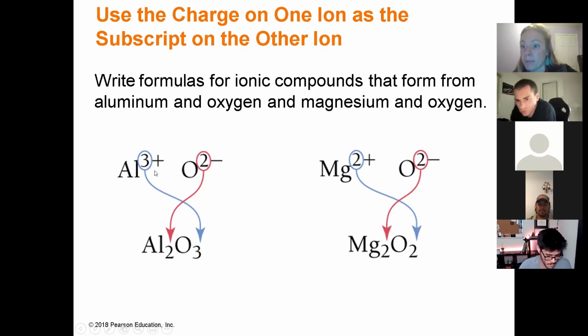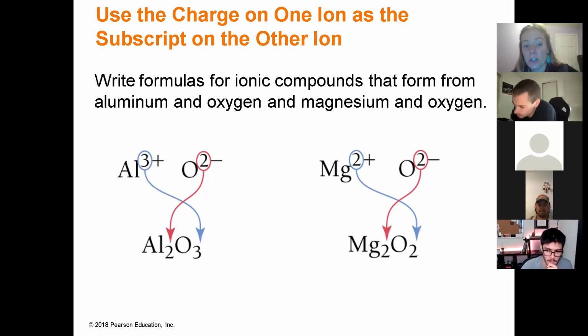I'm going to do my flip-flop. What I take is the number from the aluminum, not the charge. We're going to ignore the signs. I'm going to take the number from the aluminum and put it as the subscript of the oxygen. And then I'm going to take the number of the oxygen's charge and make it the subscript of the aluminum. So I flip-flop charges for subscripts. You guys see how that's happening? Why do we do that? Because it's much faster to do it that way than to say, well, aluminum has a 3 plus charge and oxygen has a 2 minus charge, and their lowest common multiple would be 6, so I need to have 2 of these to have 3 of these. It's just easier to flip-flop them.